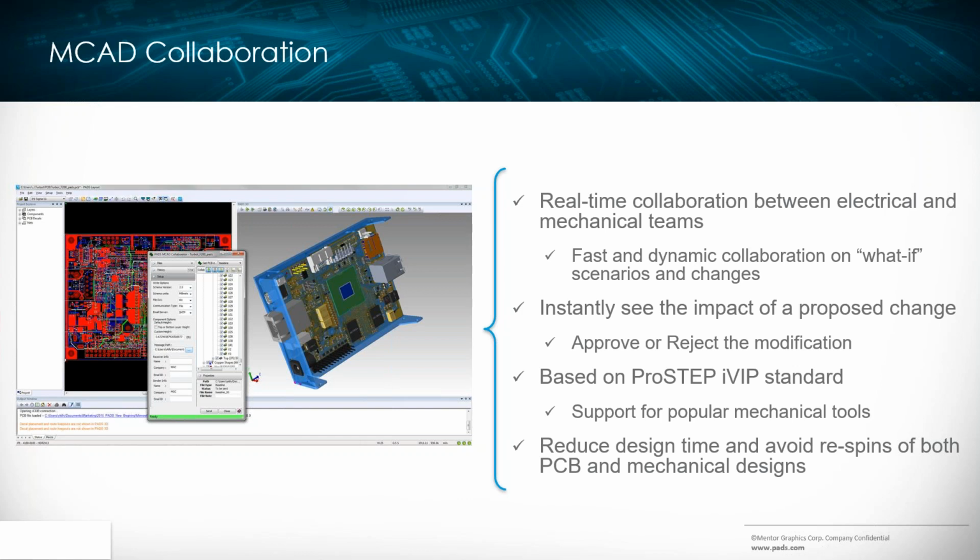So once we send those proposals, both in the electrical and the mechanical world, we can accept or reject that modification and then send comments back and forth in order to understand why that was accepted or why that was rejected. And ultimately, hopefully this will reduce the design time and hopefully avoid any respins that might have been caused due to poor collaboration.